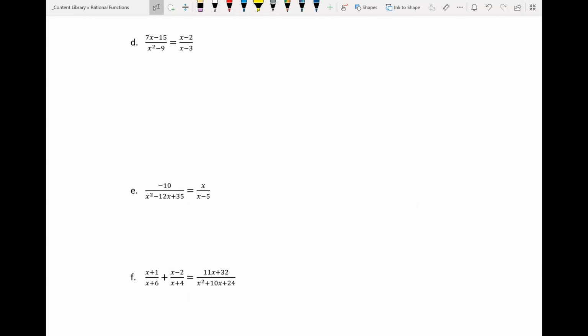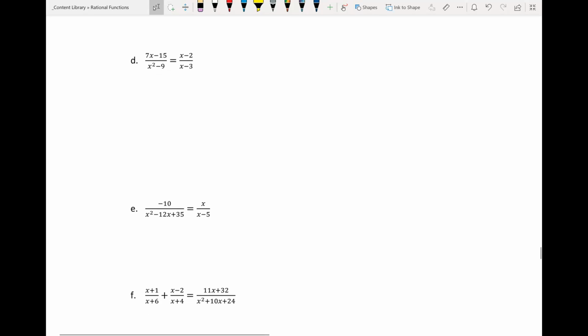The next one. So we do have a rational equals a rational here. You can cross multiply if you wanted to, but I honestly think in this case it's going to be a little bit uglier if you do that, because we will be working with x squared and even x cubed. So in this case, because we have an x squared in the denominator for one of them, I'm going to use the steps that we've been using before, that I want to find the LCD and then multiply both sides by that LCD.